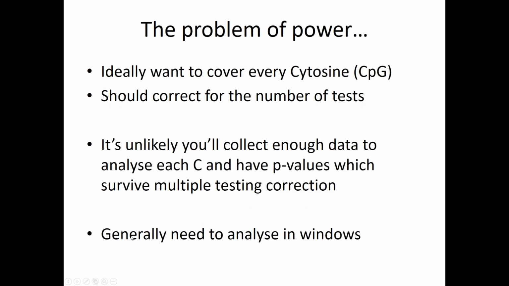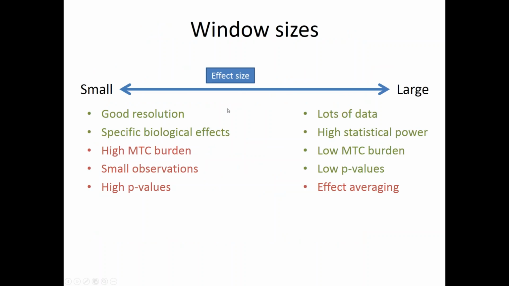So we need to analyze in windows, and we have to make a trade-off when we're making our windows around statistical power. So the choices that we get, we have windows which can be either small or large. And what are the trade-offs between the two? So large windows have a lot of advantages. Okay? So we get lots of data per window, so we have high numbers of counts, which gives us a high statistical power because our power is going to be related to how much data we've got to work with.